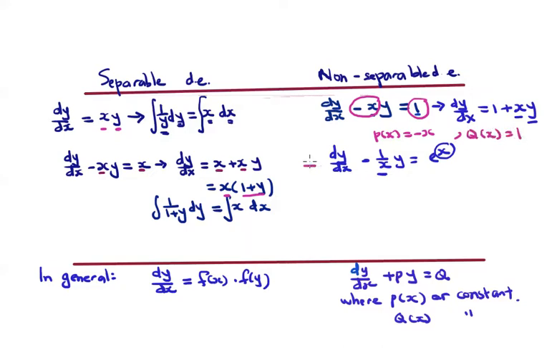For the second example, the negative 1 over x is p(x), and then the q(x) for this case is e to the x.